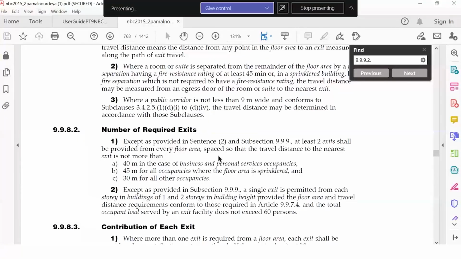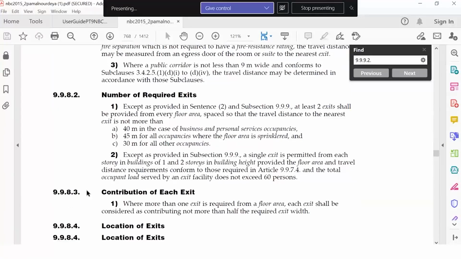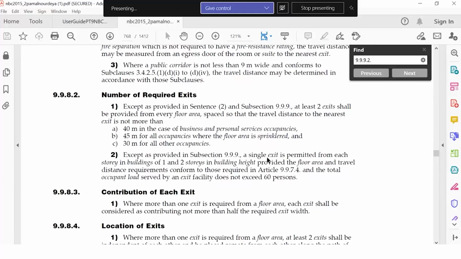Okay. So except as provided in sentence 2 and subsection 999, which is dwellings, at least 2 exits shall be provided from every floor area, and they shall be spaced so the travel distance to the nearest exit is no more than those distances. And then a single exit: except as provided in subsection 999, a single exit is permitted from each story in buildings of 1 and 2 stories in building height, provided the floor area and travel distance requirements conform to those required in Article 9974, and the total occupant load served by an exit facility does not exceed 60.